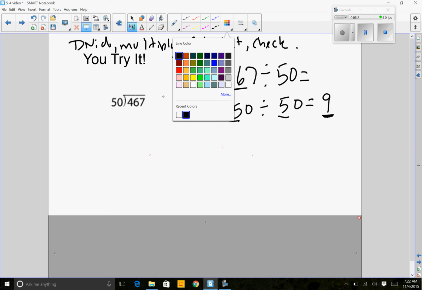So, how many times does 50 go into 467? That seems like a daunting task at first, right? Except when you start to think about it, what times 5 is somewhere close to 46? Well, 9 times 5 is 450. We kind of identified that over here, right? So I'm going to put a 9 here.